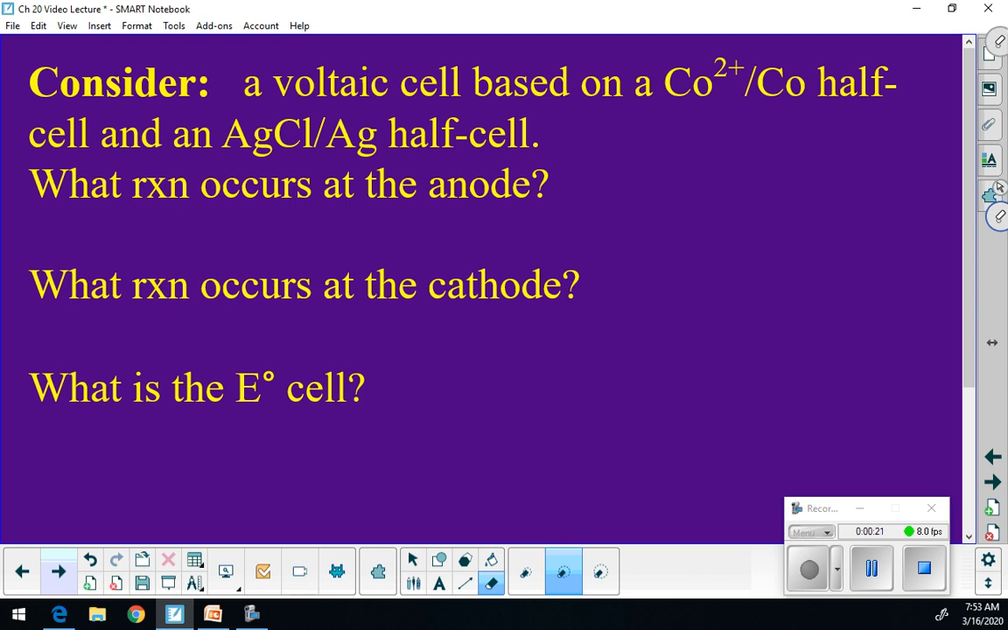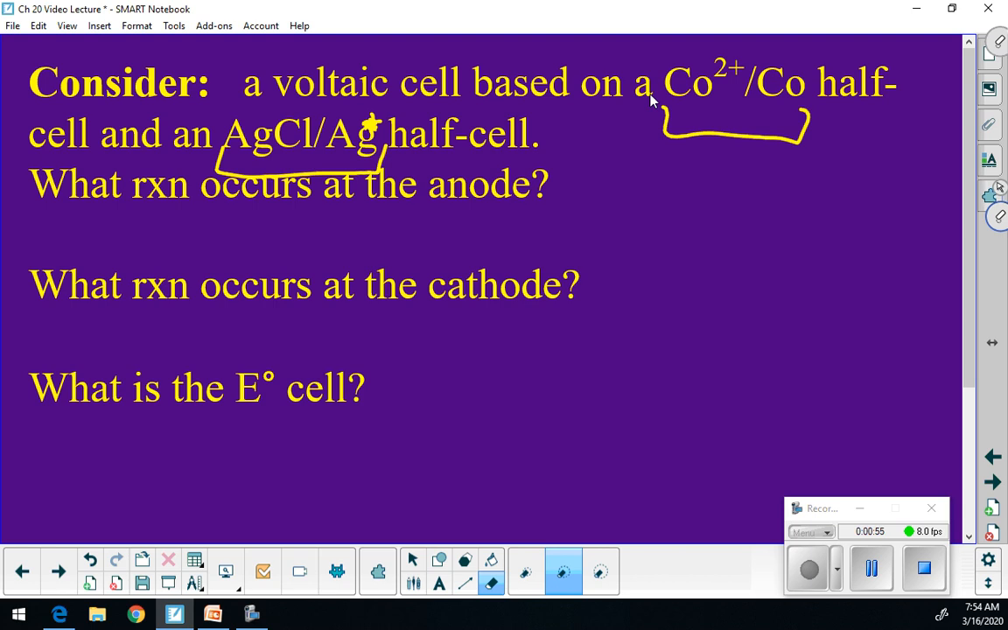I have a voltaic cell. If I have a voltaic cell, that means what? That means that it is a spontaneous process, which means my standard cell potential must be positive. So then I've got two possibilities. I have cobalt going to cobalt 2, or I have silver chloride going to silver.